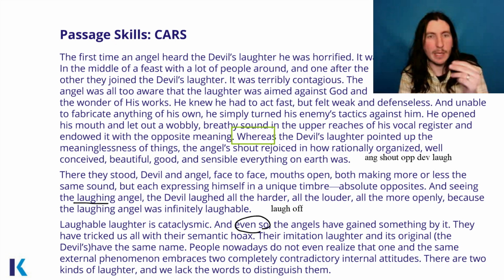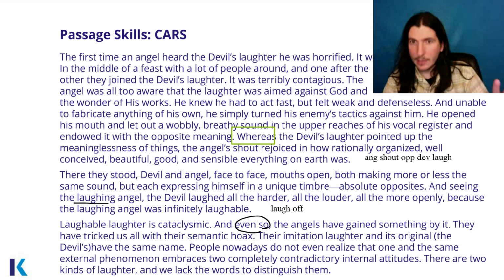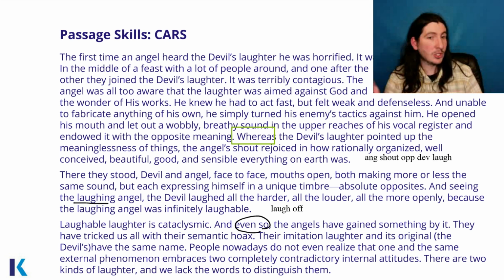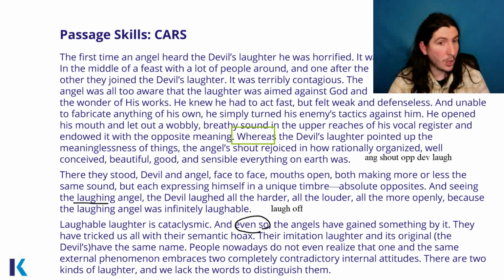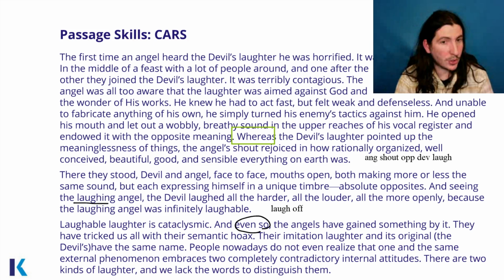The trick has been named. We've been told the trick. Angels' laughter and devil's laughter both share a name. "People nowadays don't even realize that one and the same external phenomenon embraces two completely contradictory internal attitudes." The last sentence is always one worth paying some attention to. "There are two kinds of laughter, and we lack the words to distinguish them." So, two laughs, one word.